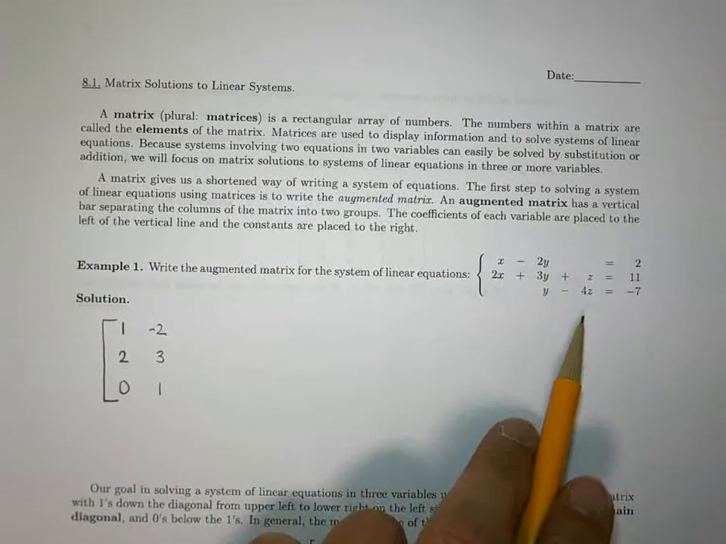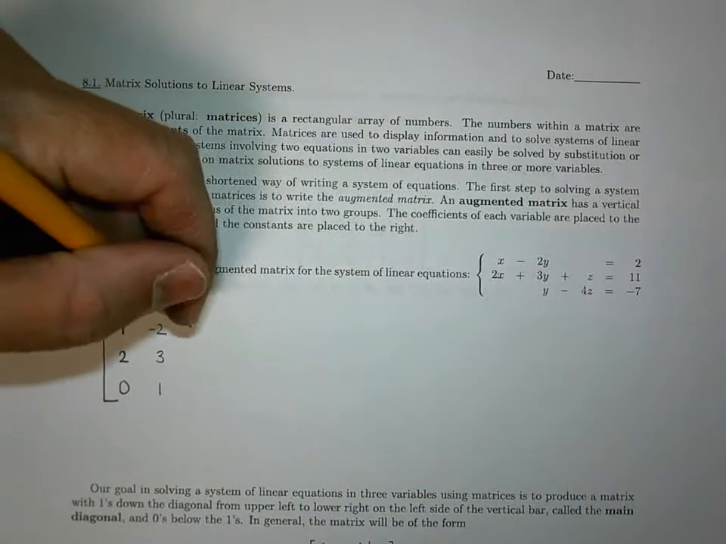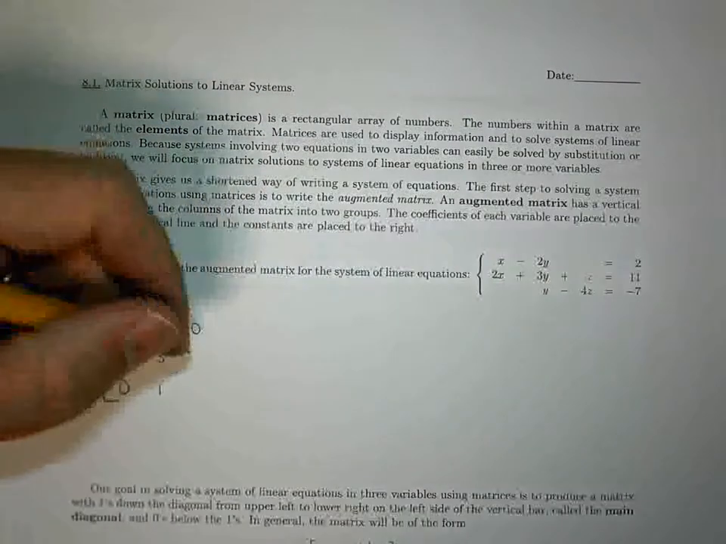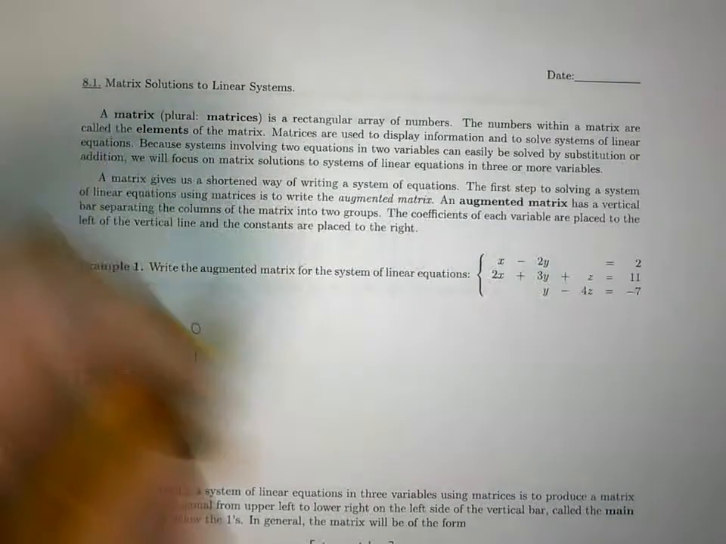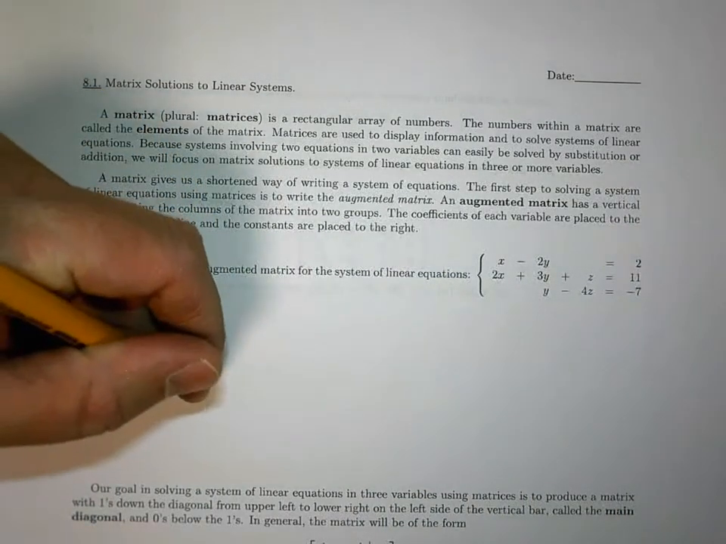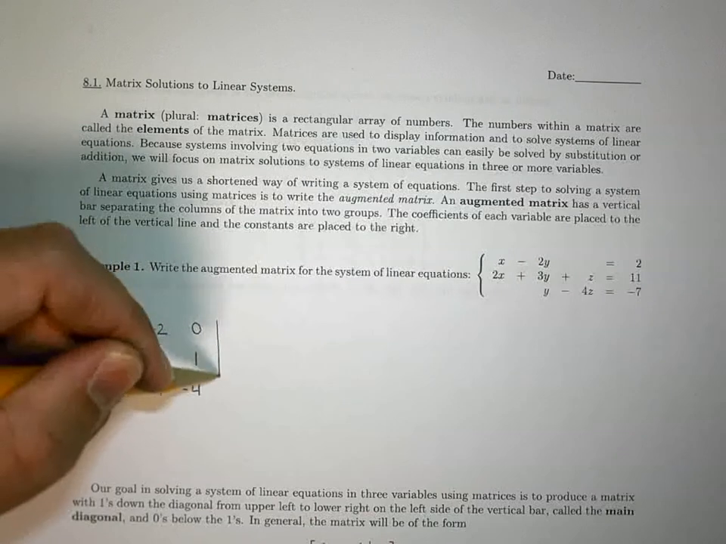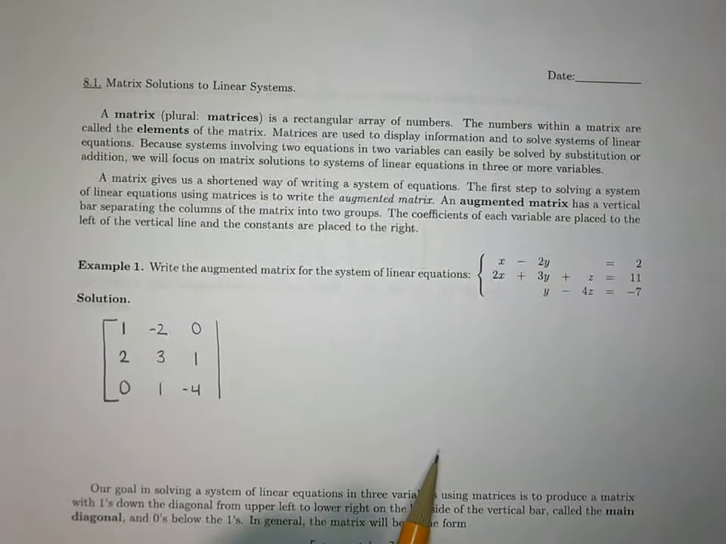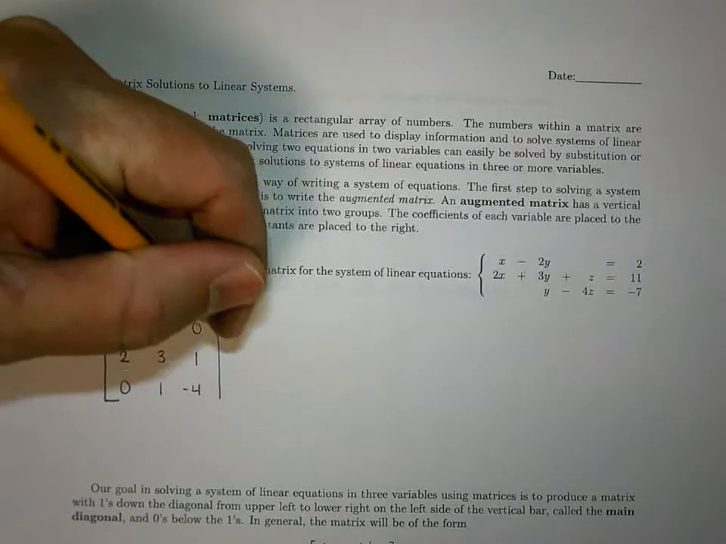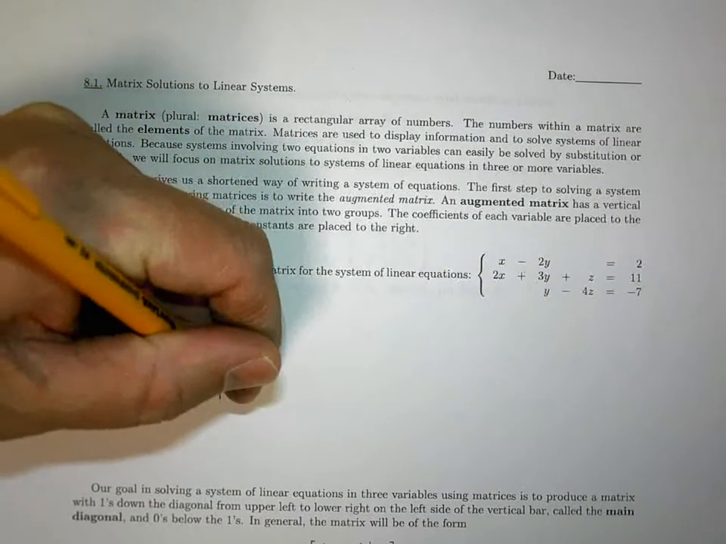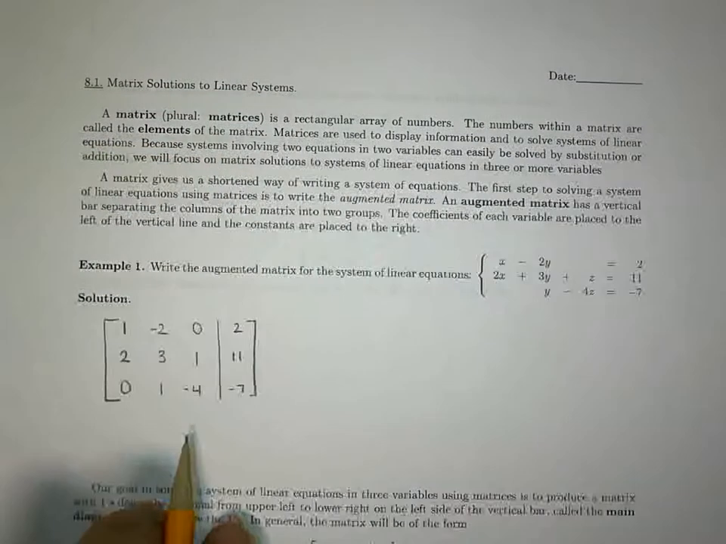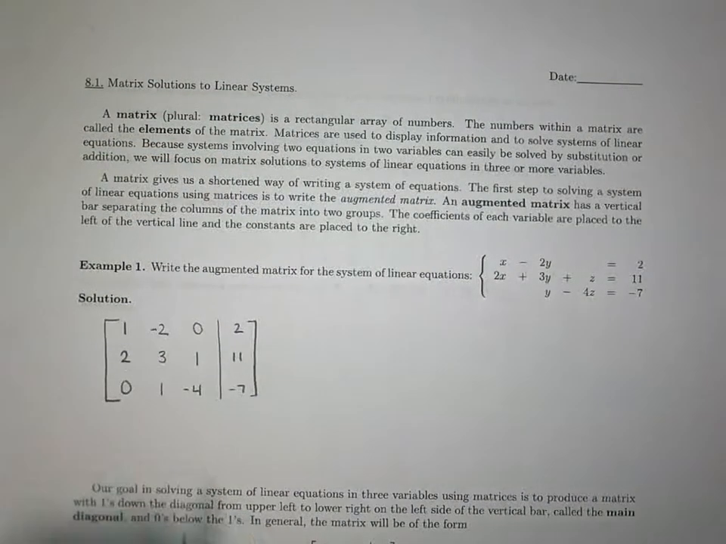Finally, in the z column, in the first equation I see no z's, in the second equation a 1z, and in the third equation a negative 4z. I'll separate the left and right hand sides of the equations with a vertical bar and then write the numbers on the right side. So that's 2, 11, and negative 7. This is called the augmented matrix for this system of equations.